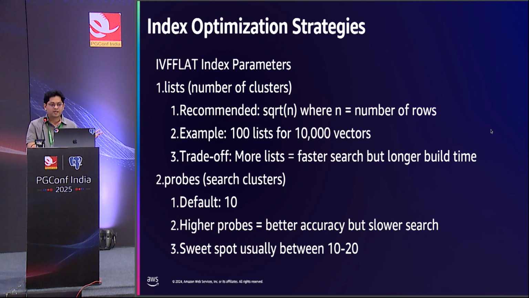For example, IVFFlat is one of the index strategies where we group the vectors into clusters. You have a parameter you can tune, which is called lists. Generally, if you have 10,000 vectors, you can take the square root and start building your index with that number, and then adjust it as per the accuracy you want.